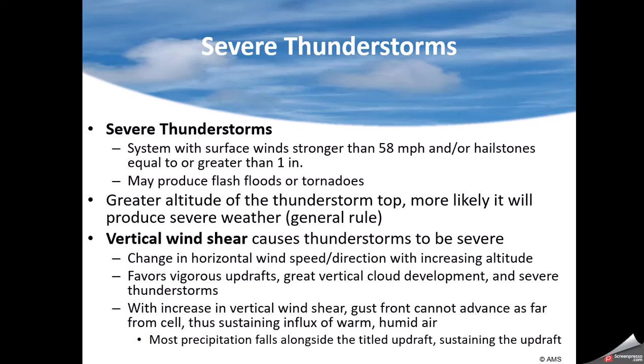Severe thunderstorms are really related to wind shear. What is wind shear? Wind shear is a change in direction or speed with height of wind. So all we're saying is that if you could go up a mountain, and the wind is coming out of the southwest at the bottom of the mountain, by the time you got 5,000 feet up, the wind was coming out of the northwest. That's wind shear. The wind went from southwest to northwest as you were going up.